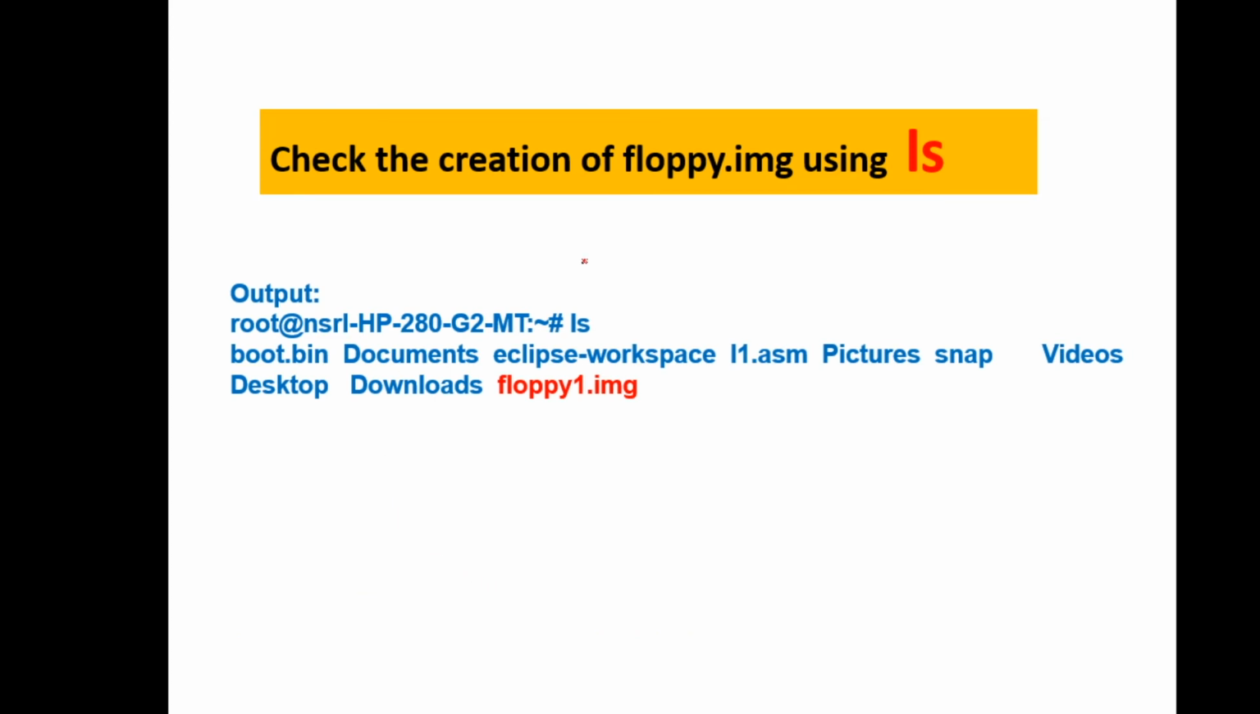Just to check whether a floppy image has been created or not, you just use the ls command, the list command, in order to visualize your current file names. There you could identify, along with the other file names, floppy1.image, which is an image file created by us in our previous command. Now this floppy image is available for us. Now we are going to export it into the VirtualBox, and we are going to visualize the output.